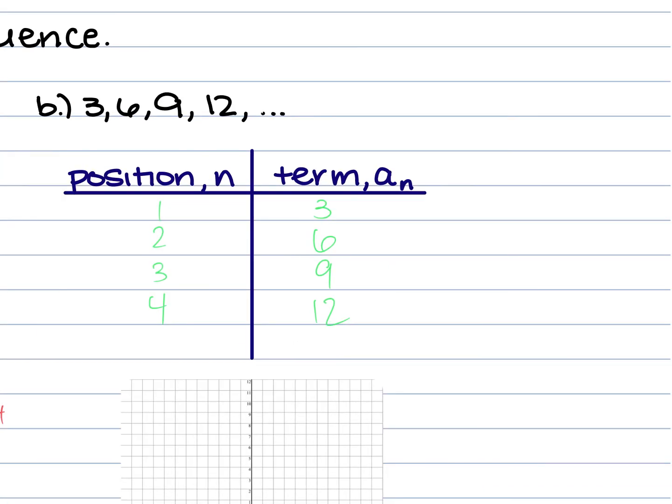What are my 4 points? 1, 3. Second point. 2, 6. Third point. 3, 9. And last one. 4, 12. Let's plot them. I did that by myself.